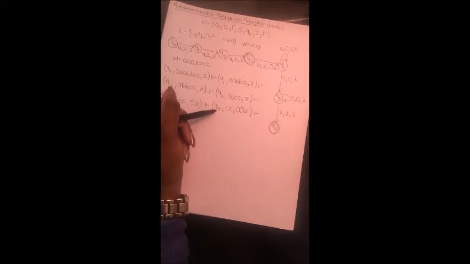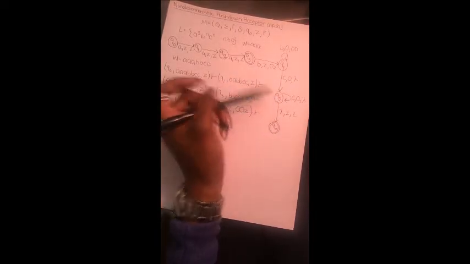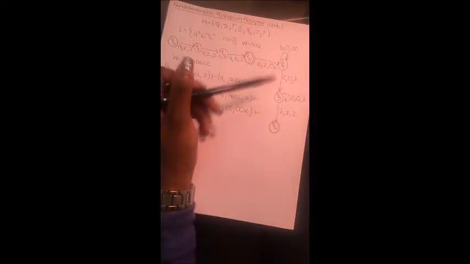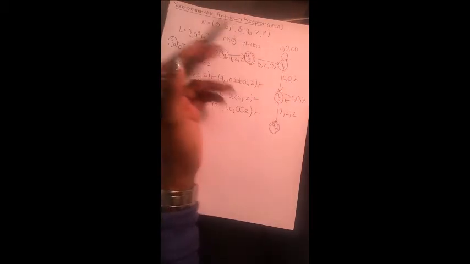Now we're at Q4 and we want to read in a C. That's going to take us to Q5. Now we only have a C left in our string. And when you read in a C and there's a 0 at the top of the stack, I'm going to replace that with a lambda. So now our stack is 0Z.